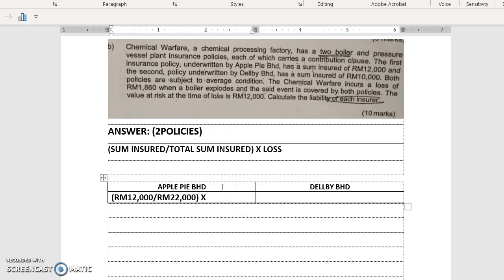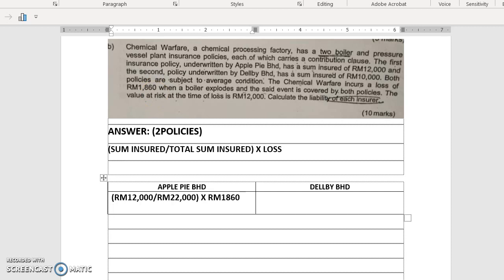So please do not times it by the value of the risk, because the value of the risk is not the amount of loss. The amount of loss is 1860. Then you will get the answer, 1014.55. So this is how you get the answer for Apple Pie Berhad.